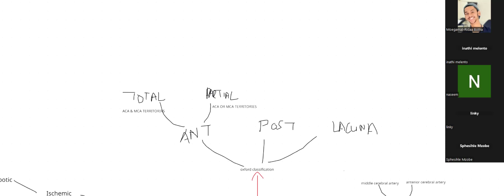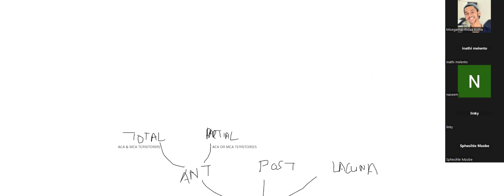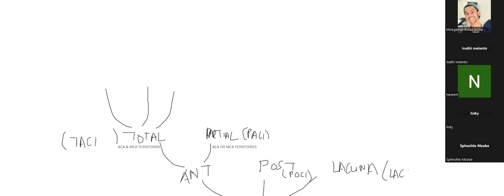So how will the territories be affected? How will the patient respond? There are three features that should be present for a TACS. Some people call it TACS, some people call it TACI. It doesn't actually matter, but we can call it TACI. So the abbreviations are TACI, this is PACI, posterior is POCI, where the I stands for infarction, and then lacuna is LACI, lacunar infarct. So for total, you have a hemiparesis or a hemiplegia.